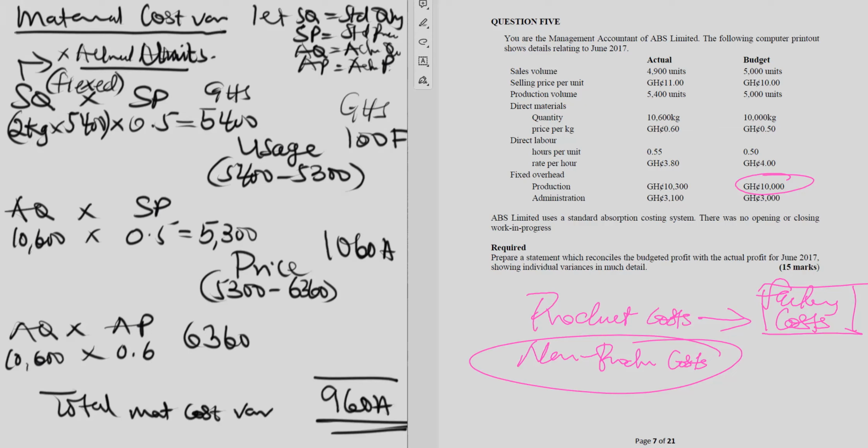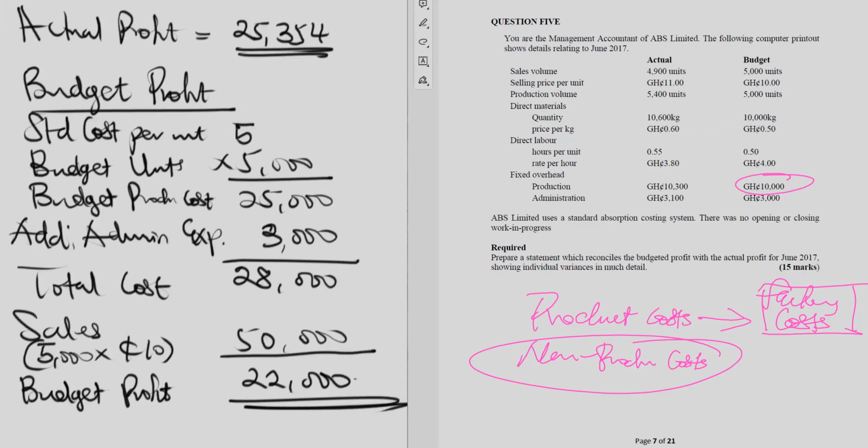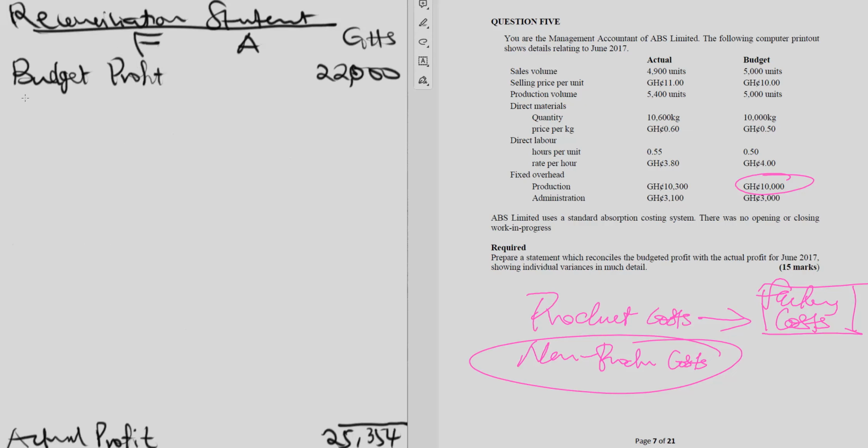So when I go to my variance sheet, you just put in whatever variance that you have. Mostly we start with sales, but it doesn't matter whichever variance you put. They arrange it in a particular order, but don't worry. So I will start with material price. Material price was 1,060 adverse, meaning it's negative. So anything here is adverse. Remember that it's negative. So if you like, just put a negative there.